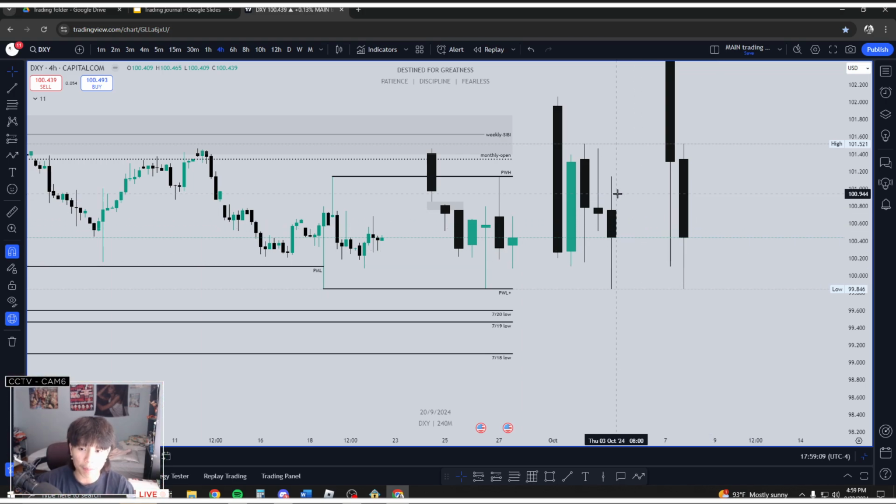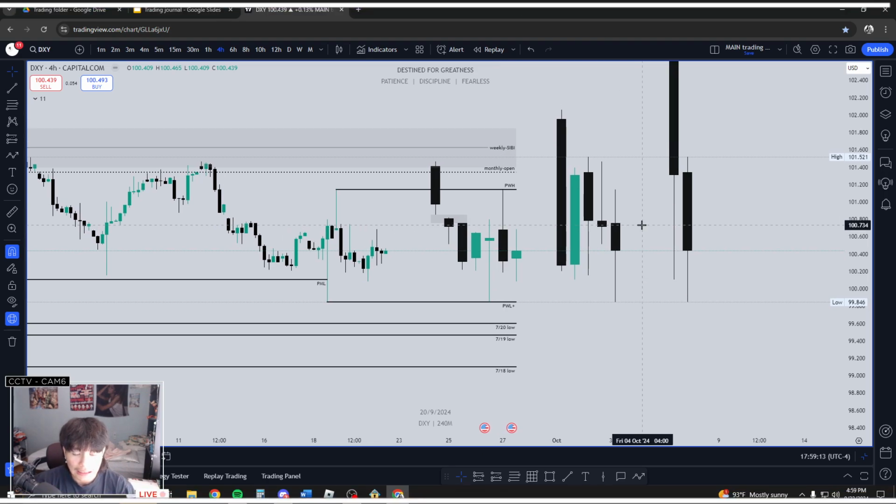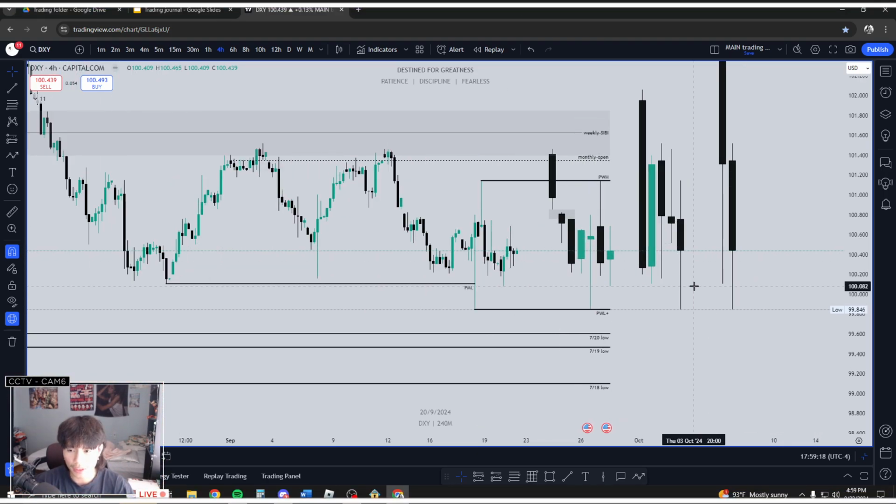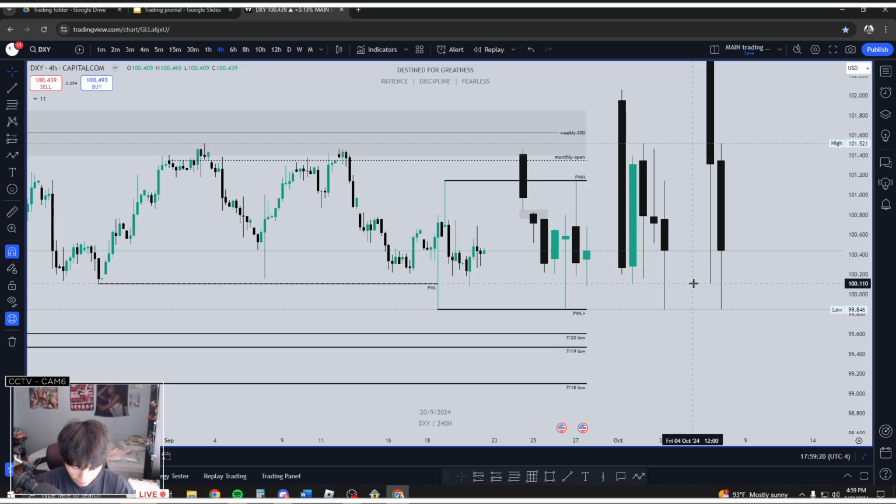Now, based on the weekly candle and the daily candle, I don't really have much of a bias coming into next week on the dollar. I know as traders, you're probably wondering, what the heck, he doesn't have a narrative or a bias. If you don't have a bias, there is a very, very easy and simple answer to that. You don't trade at all. You wait for more structure.